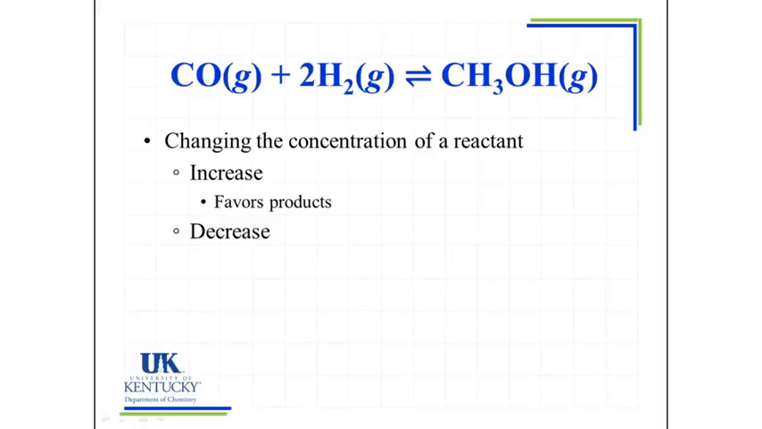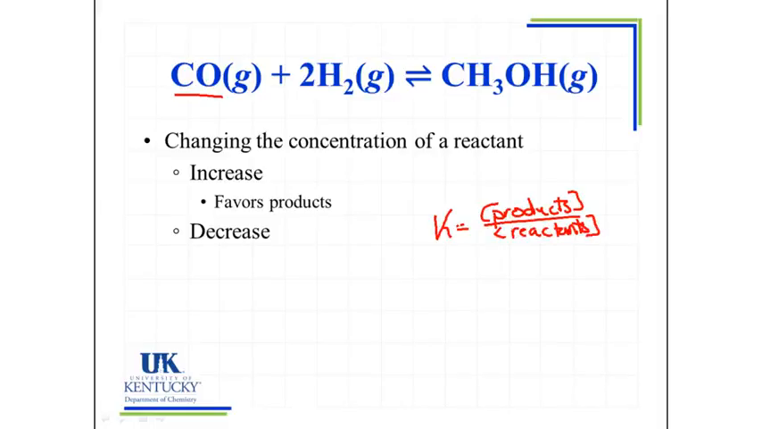We're going to see the formation of more products. It's going to favor the formation of products. Because if I add additional carbon monoxide, for example, now I've disturbed my equilibrium. We know that K equals concentrations of our products over the concentrations of our reactants.